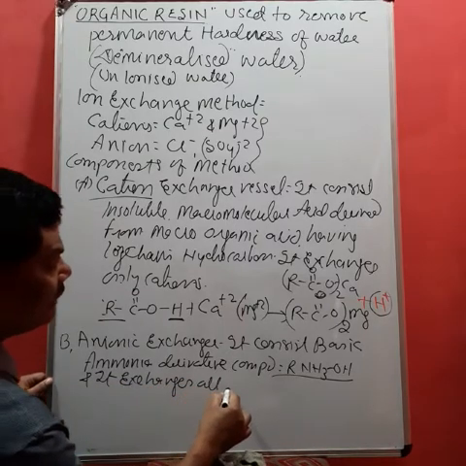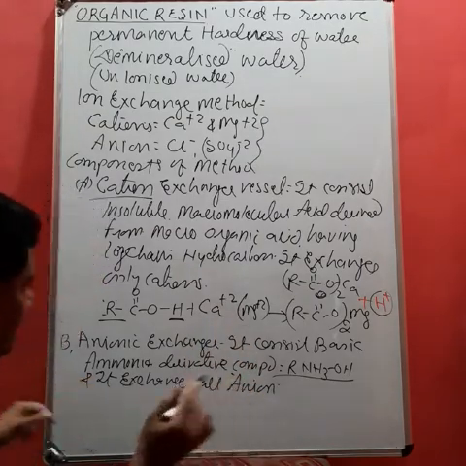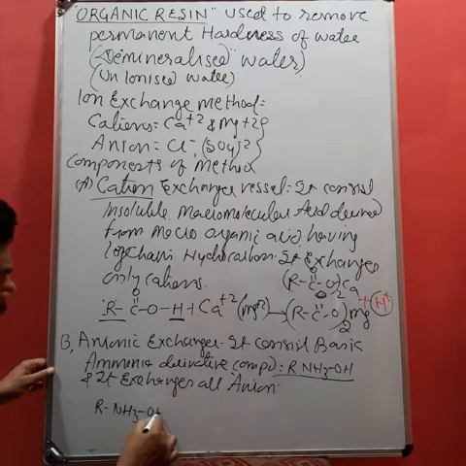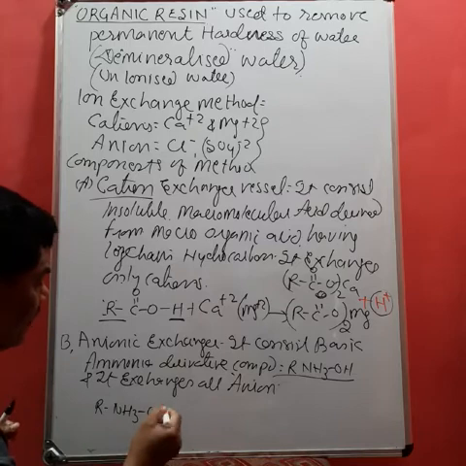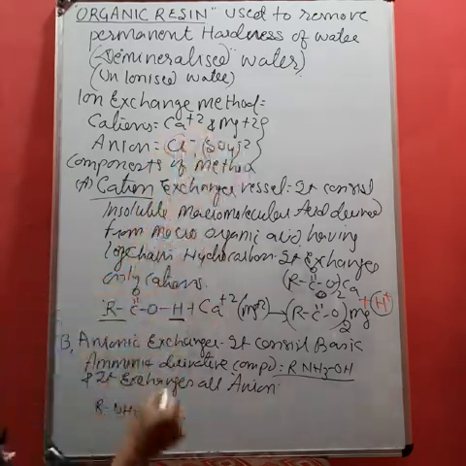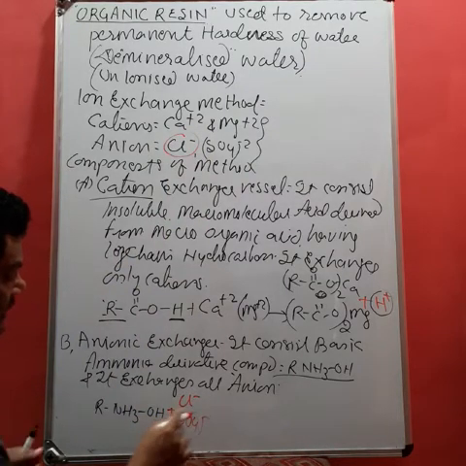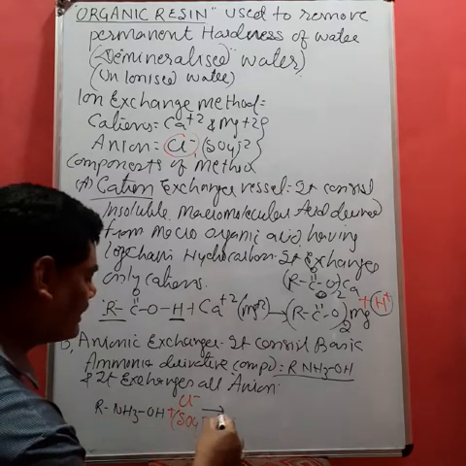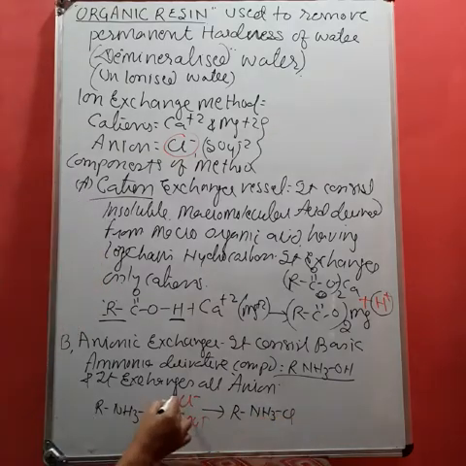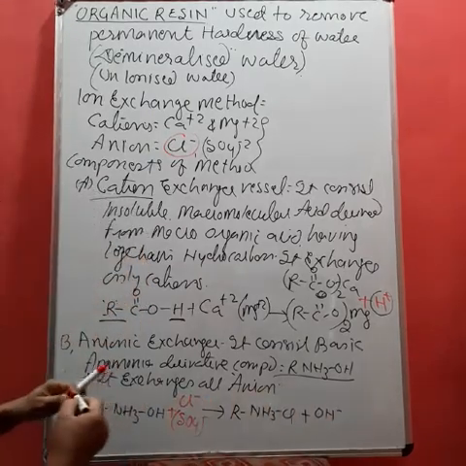And it exchanges all anions. How does it happen? Say RNH3OH combines with which type of anions? Impurities are there, chlorides and sulfates. So you can take chlorides or you can take sulfates. After the exchanging it becomes RNH3Cl. I am taking Cl, plus there will be OH anion.